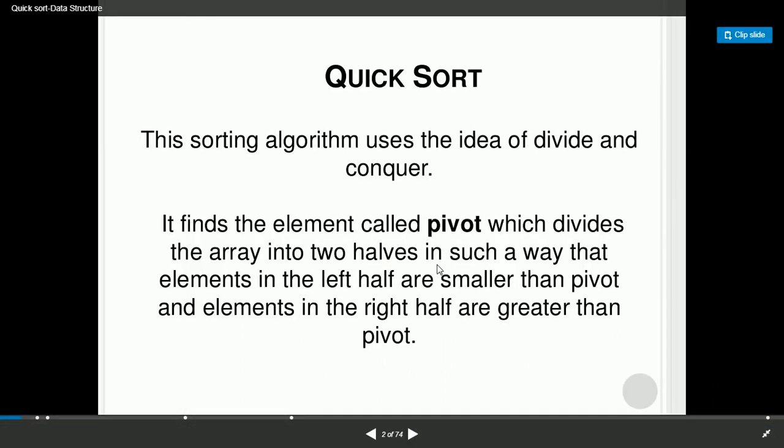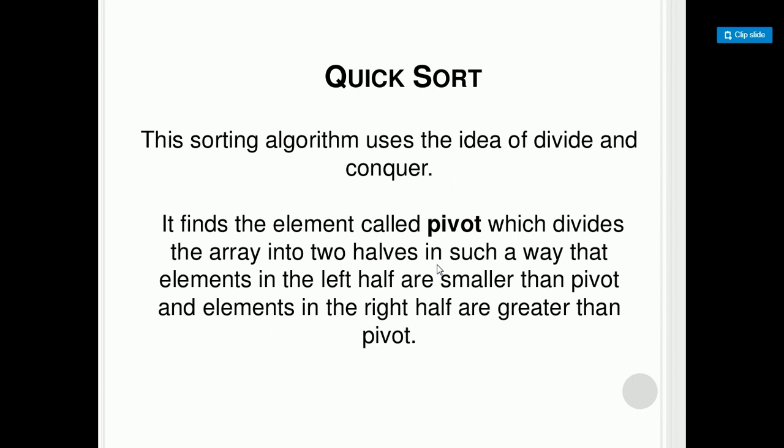Today we will discuss quicksort. This sorting algorithm is based on the idea of divide and conquer. There is an element called the pivot, which divides the array into two halves in such a way that elements in the left half are smaller than the pivot element and the right half is greater than the pivot element.